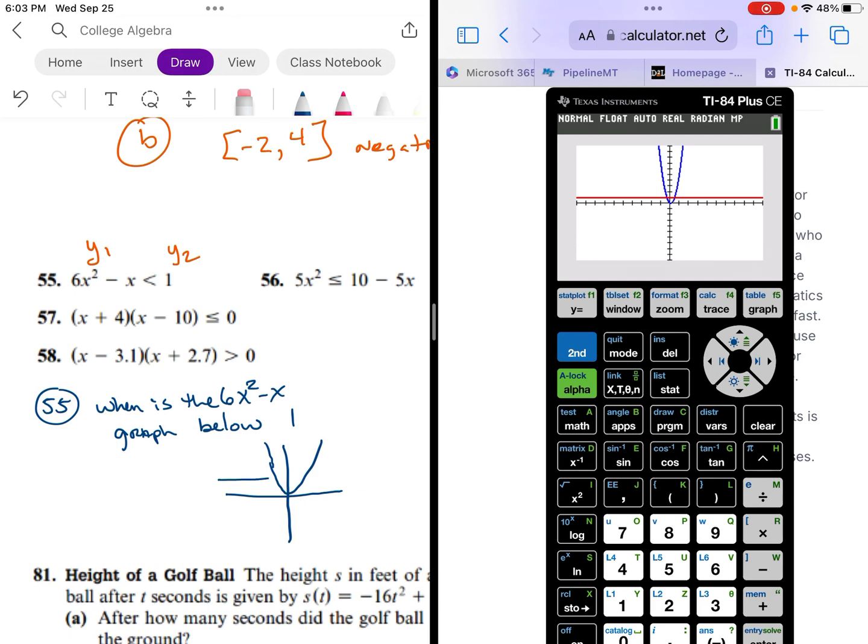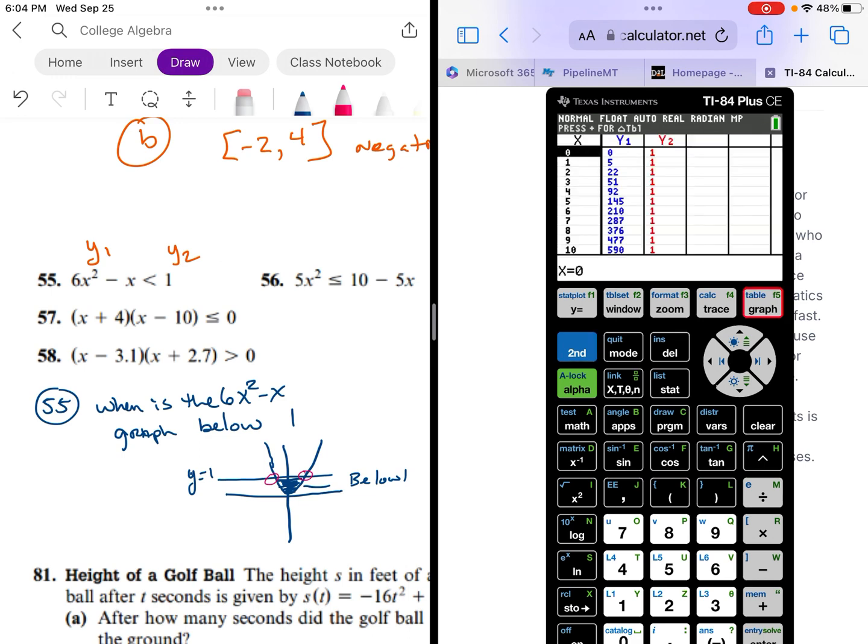And then we see here is the red line. That's where y is 1. And we see that we're in between these two areas. Right here is when I'm below 1. So I've got to figure out what these x values of this location and that location are, to tell me that between those two x values, I'm below 1. So let's go up to the table feature, second graph, to get in the table.